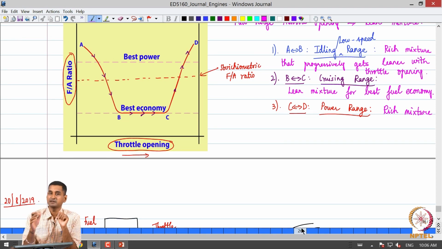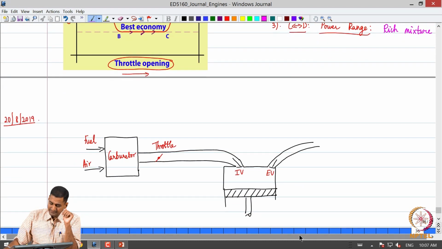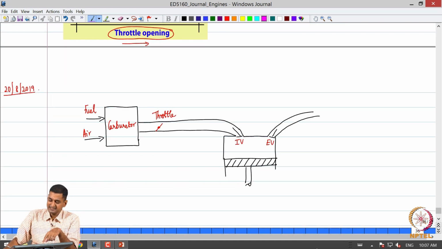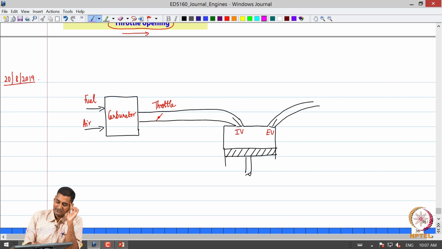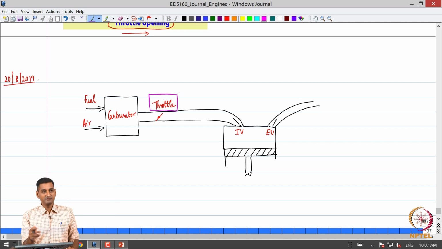Now, the question becomes, why do we want a rich mixture during idling? That is a question which we would naturally ask. So, what happens is the following. Let us consider a simple schematic wherein we have fuel and air mixed through a carburetor and provided to the intake manifold and to the inlet valve. Now, this is the throttle valve, which is controlled by the driver.